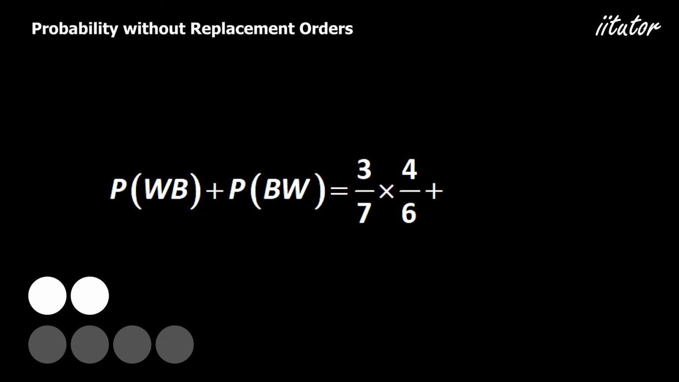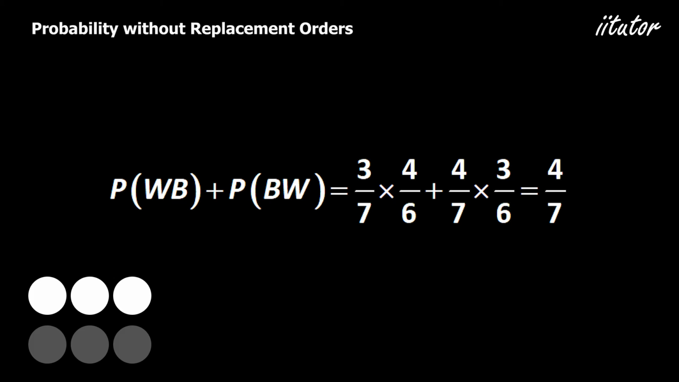Now the second one is when we have black first and then white. Probability of black is 4 out of 7. And because I have the next one white, which is 3, but because I've picked one already, I only have 6 left inside the urn. So it's going to be 3 out of 6. Okay, 1 less than 7. You multiply these together and then add them. So you add those and you should get 4 on 7.